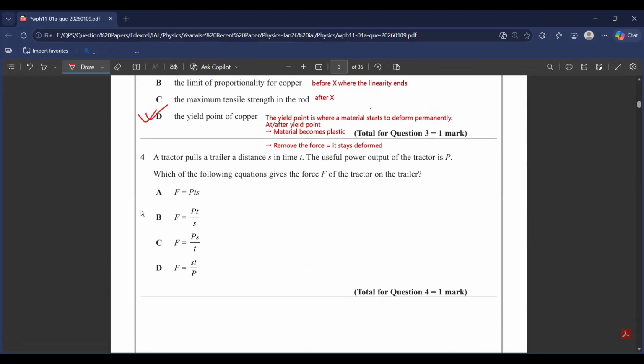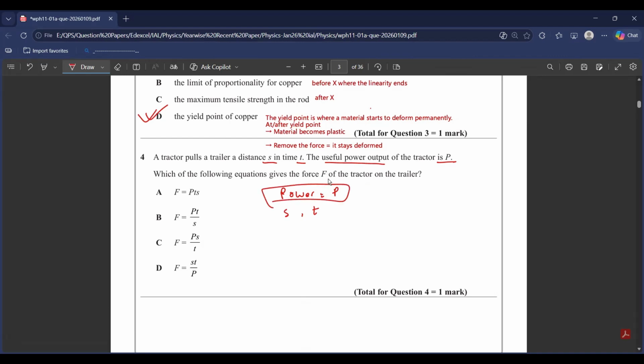A tractor pulls a trailer a distance s in time t. The useful power output of the tractor is P. Which of the following equations gives the force F of the tractor on the trailer? So we are given power, which is P. We are given distance s, and we are given time. And we are supposed to find force.